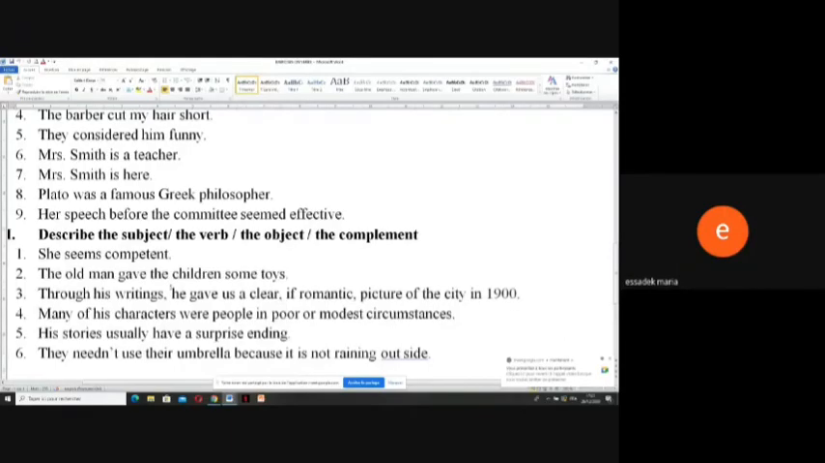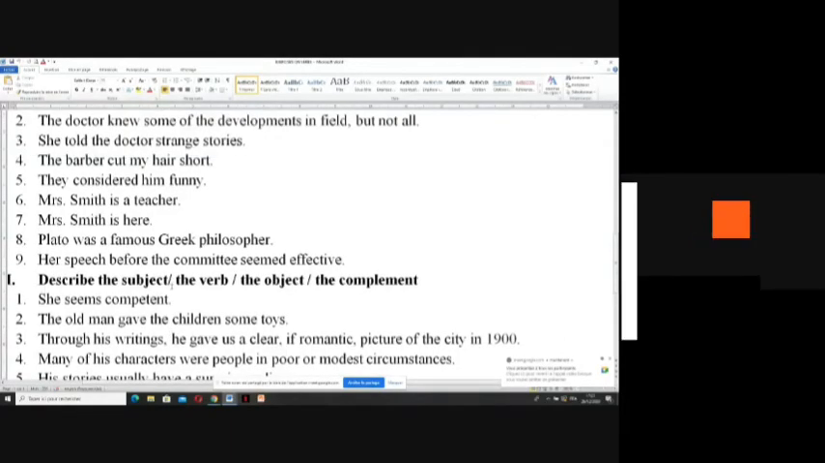Her speech before the committee seemed effective. So her speech is a subject. Seemed is a linking verb. Effective is a subject complement.